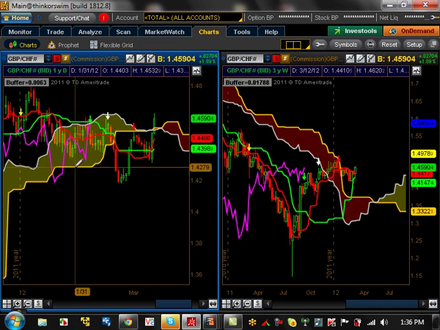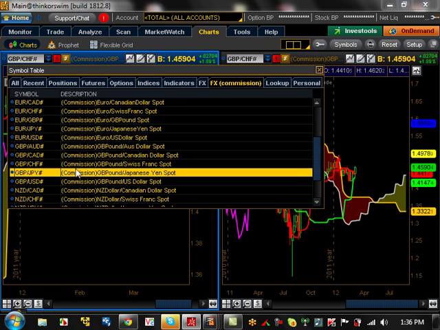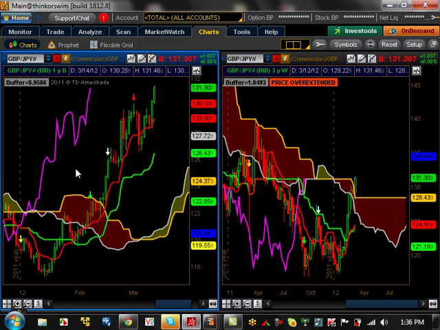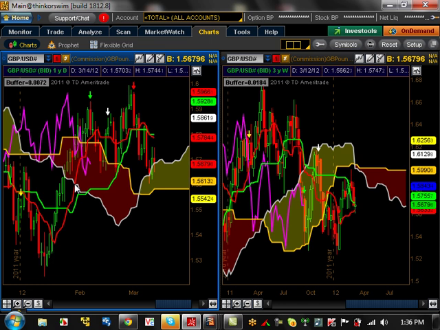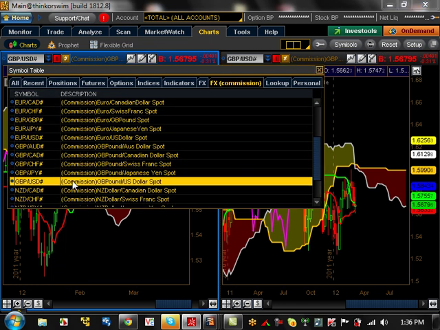Pound Swissy, nothing really going on. Swissy pairs are still boring. Not much movement. If they do move, they're little movements. Pound Yen is just like all the yen pairs, going up. It's at a major resistance level right now, so we have to wait and see what happens. Pound USD, really nothing going on, just going sideways. It's a boring pair right now.